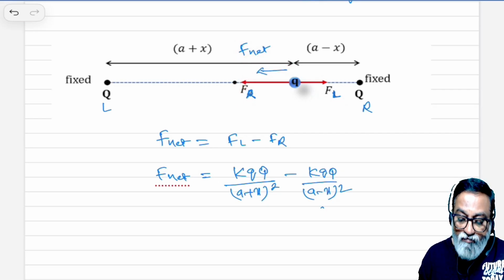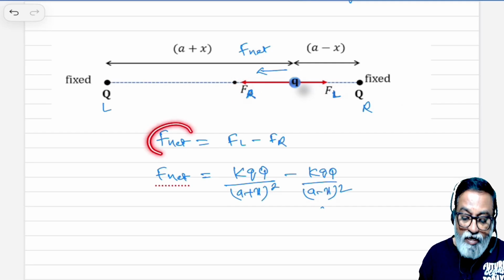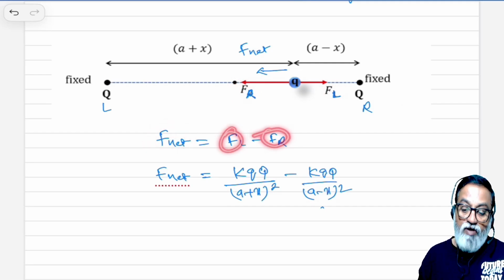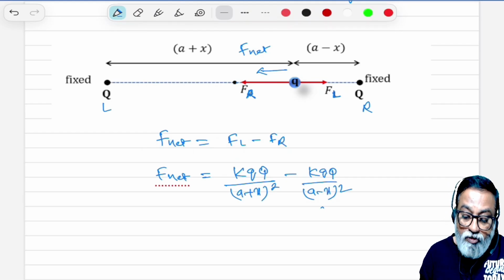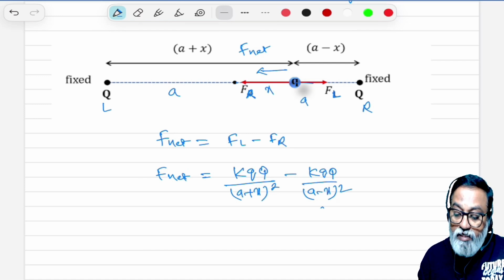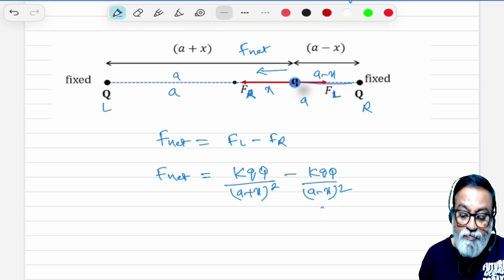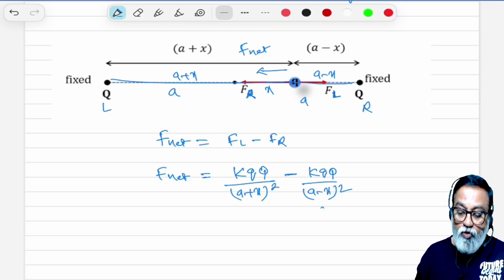Generally, we can consider the rightward force as positive and the leftward force as negative. Therefore, the net force I am taking is Fl minus Fr. Here this distance is A and this distance is A. This one is X. Therefore, this distance becomes A minus X and this becomes A plus X. The left charge force is K into Q into Q by A plus X whole square, minus K into Q into Q by A minus X whole square.